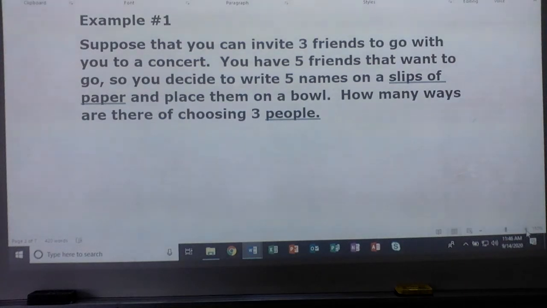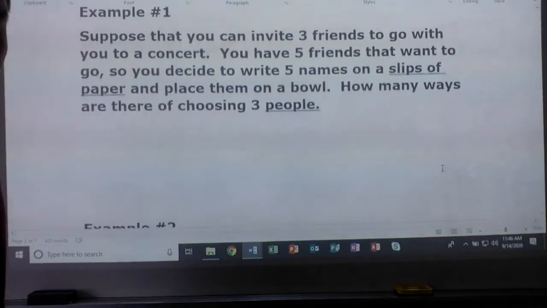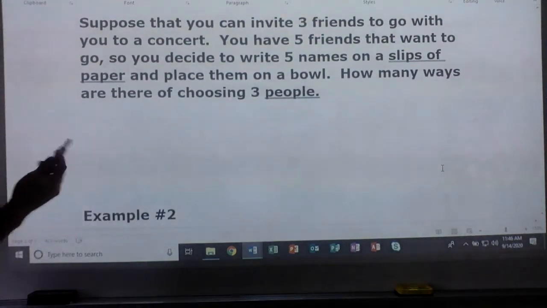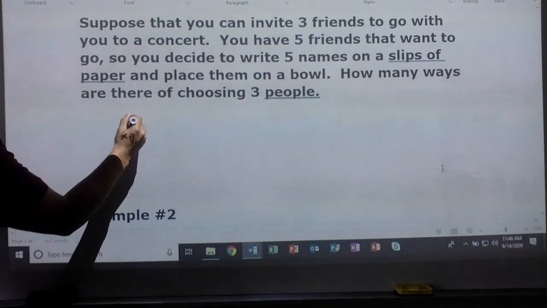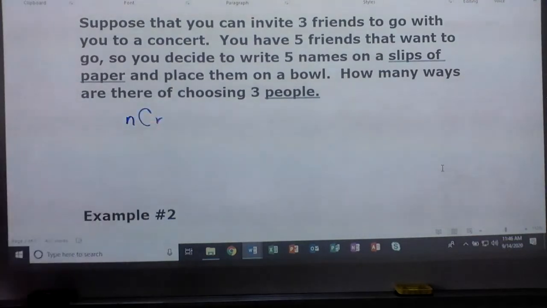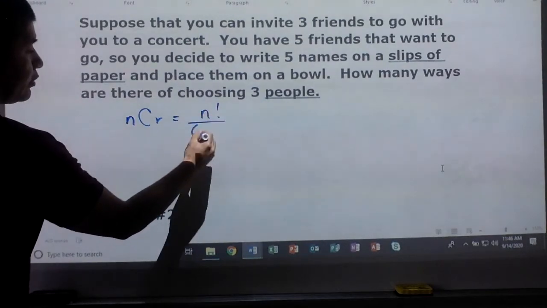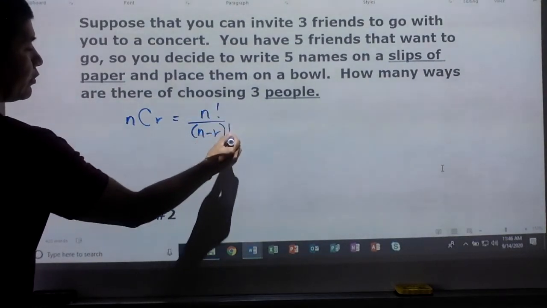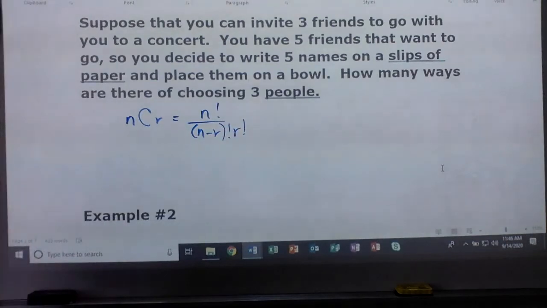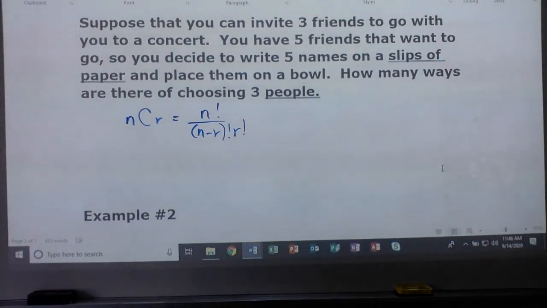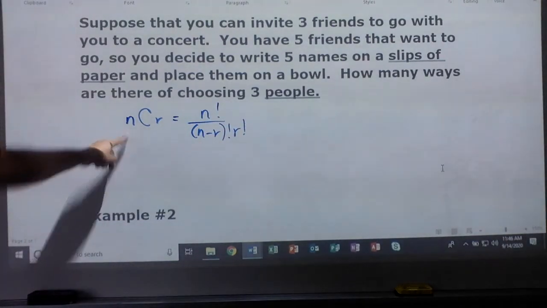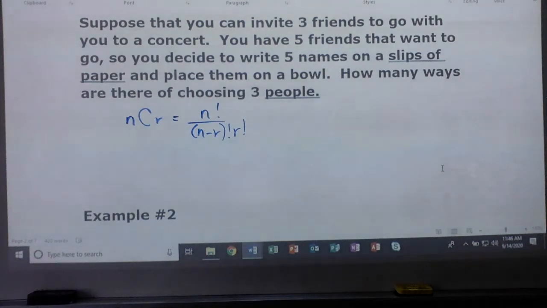Again, when the order doesn't matter, it's called combination. Here's the combination formula. nCr equals n factorial over n minus r factorial times r factorial. You may wonder what this means, so I'm going to explain them to you. Let me put them in a different color.